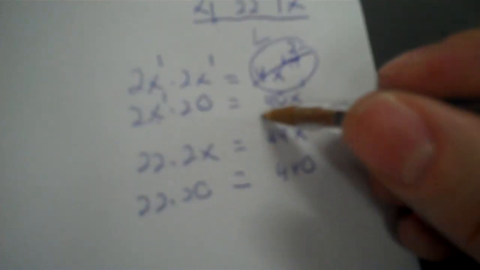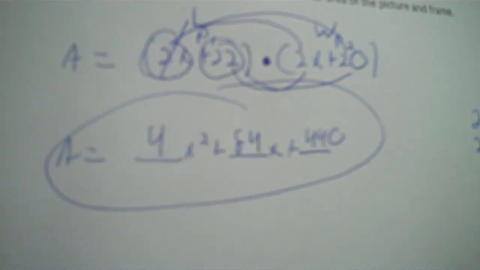So we have x second, x first, constant. Okay, so x second, you have 4. x means you're looking for x to the first. 40 plus 44 is 84. The constant, you have 440. Okay, circle that.